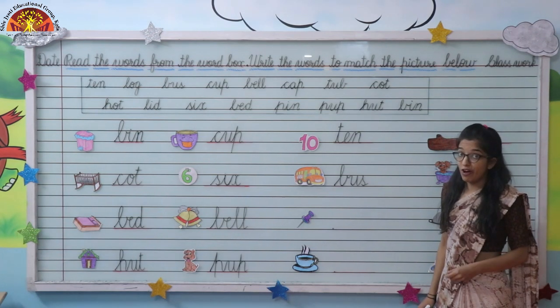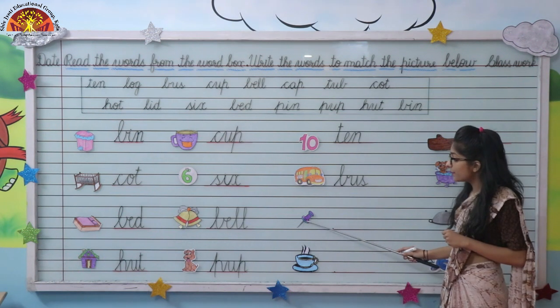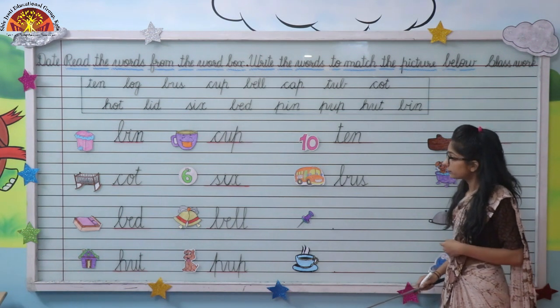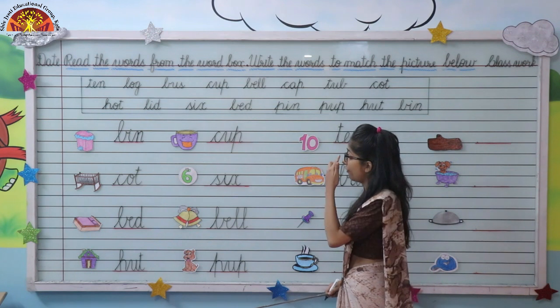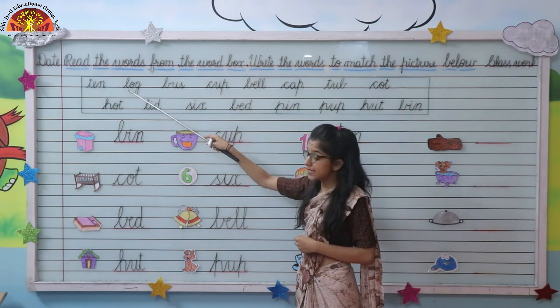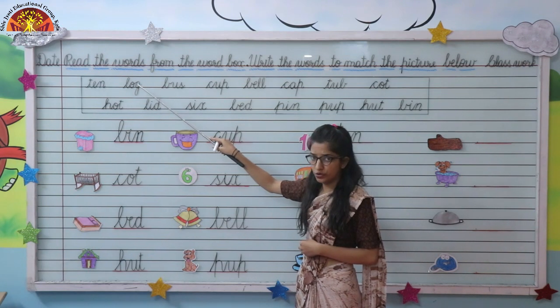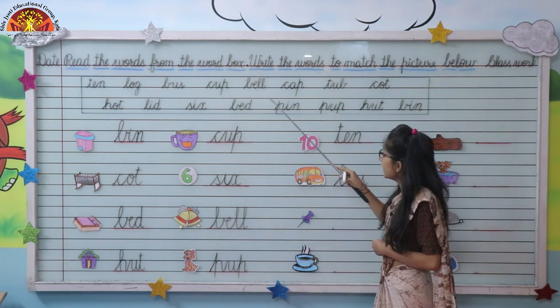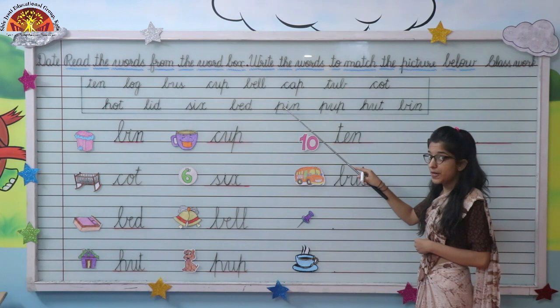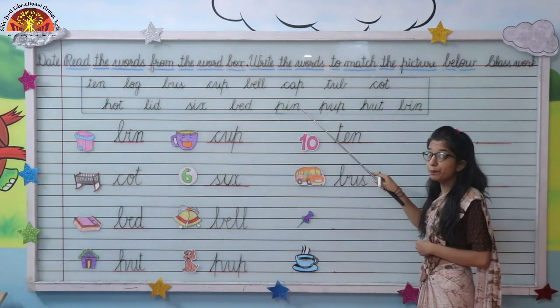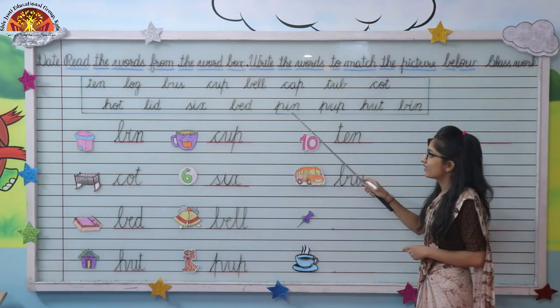This is a picture of pin. Let's search where is the spelling of pin written. Tell me, this is the spelling of pin. L-O-G, log. No. Okay. Tell me, this is the spelling of pin. P-I-N, pin. Yes, this one is correct.